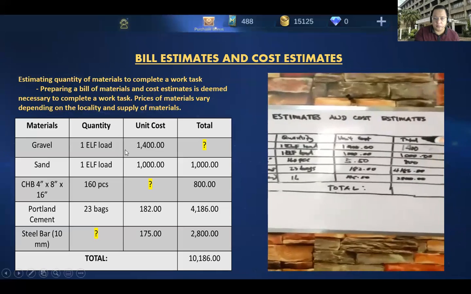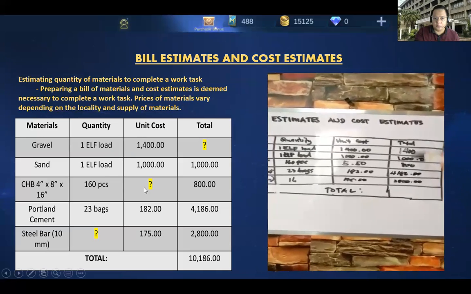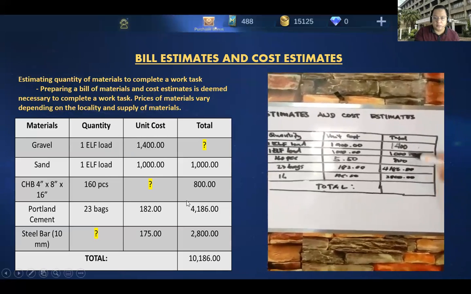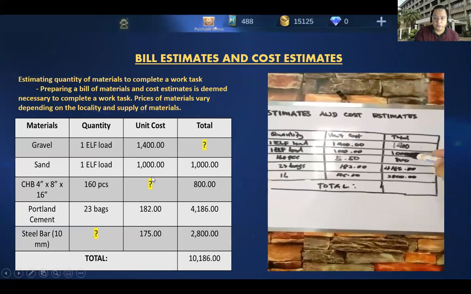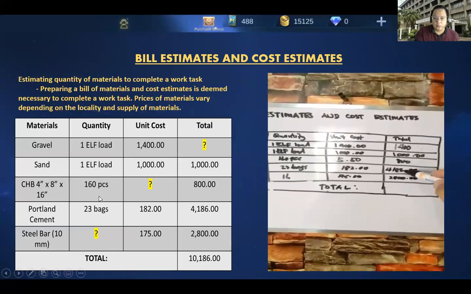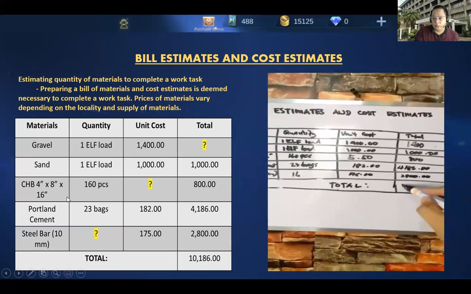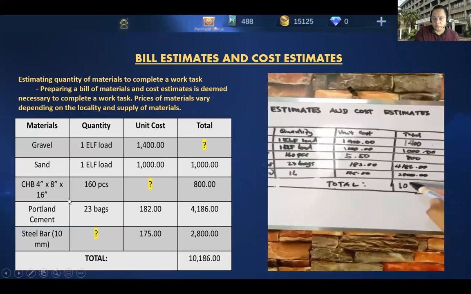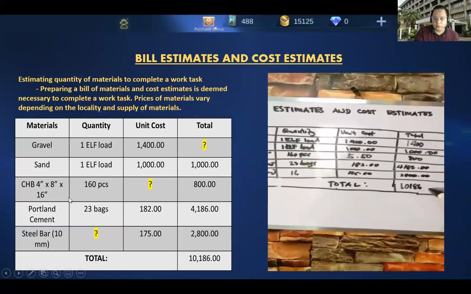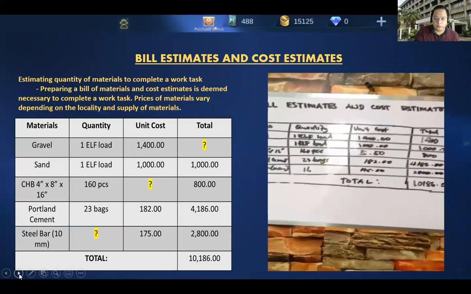And then that's the time for you to total the amount of your expenses. So 1,400 plus 1,000 plus 800 plus 4,186 plus 2,800. Your total expenses is 10,186 pesos.